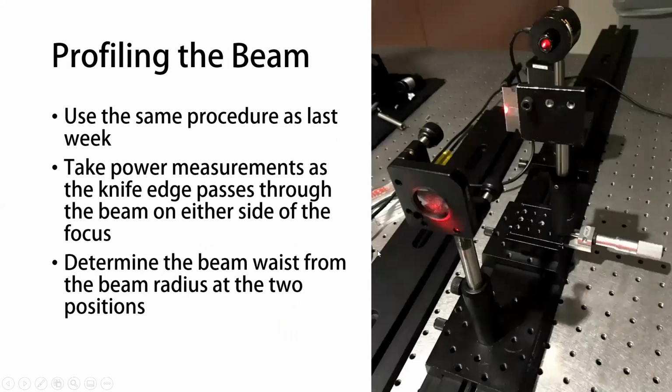The same procedure is used as last week to profile the beam. After focusing the lens, a knife edge is passed through the beam and the corresponding power to the knife displacement was recorded. This is done on both sides of the beam's focus. From this data, the beam diameter at the focus can be calculated, and it can be determined if the beam diameter is reduced by a factor of 10.